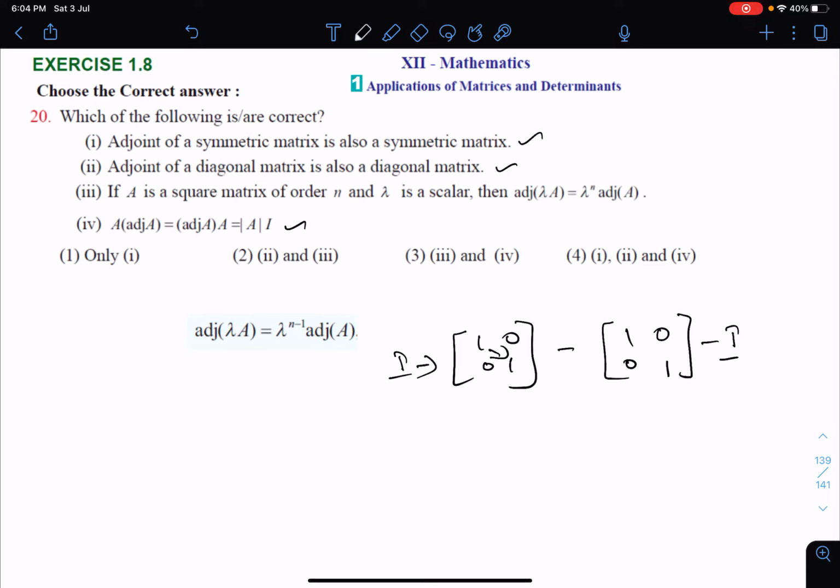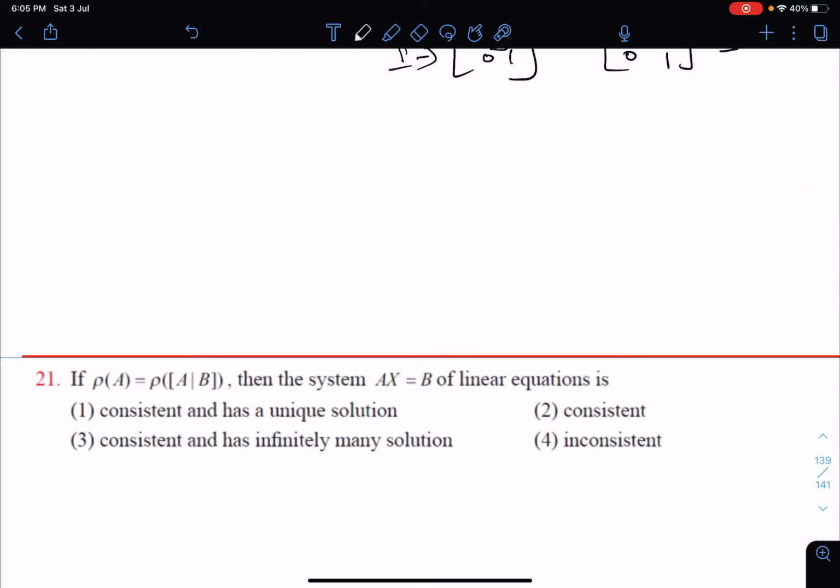Okay, but consider this third property here. This is the actual property. We know that adjoint of lambda A, where lambda is a constant, equals lambda power n minus 1 into adjoint A, but here they have given it as lambda power n. So this statement is wrong. So which are all correct for us? 1, 2 and 4. So the fourth option is the correct option as far as question number 20 is concerned.